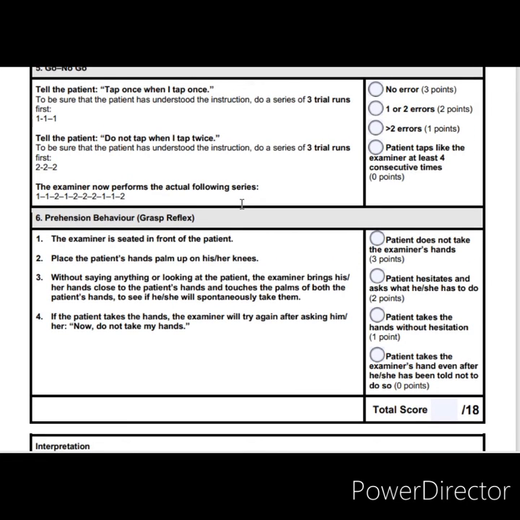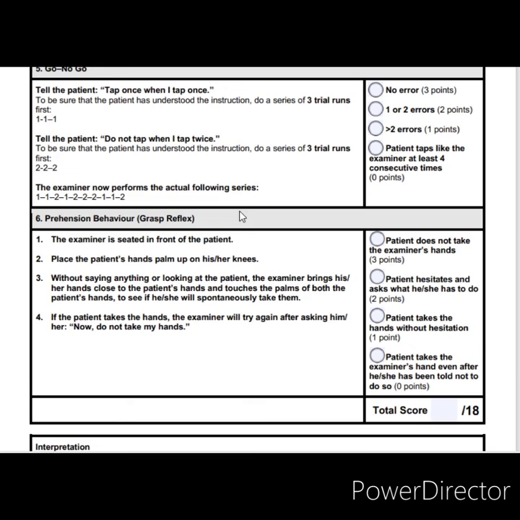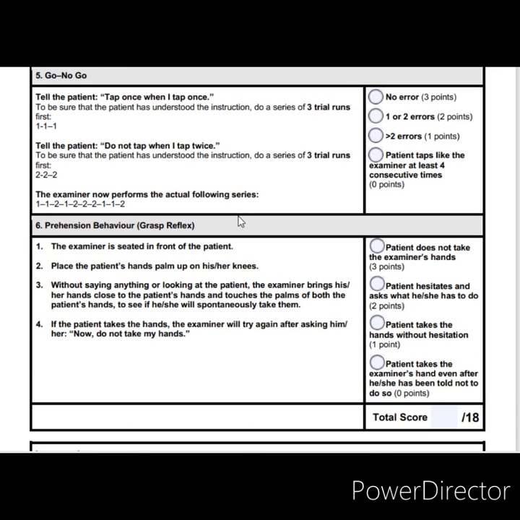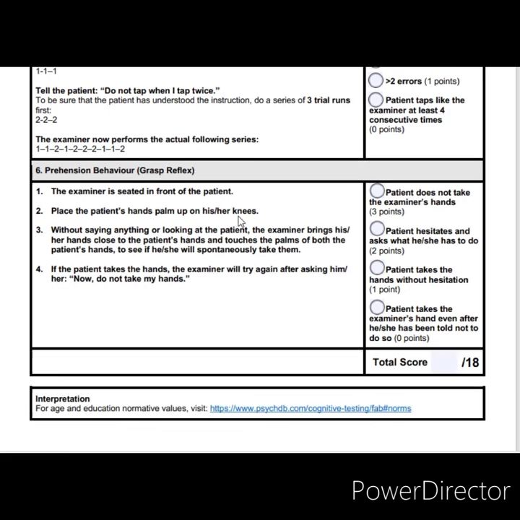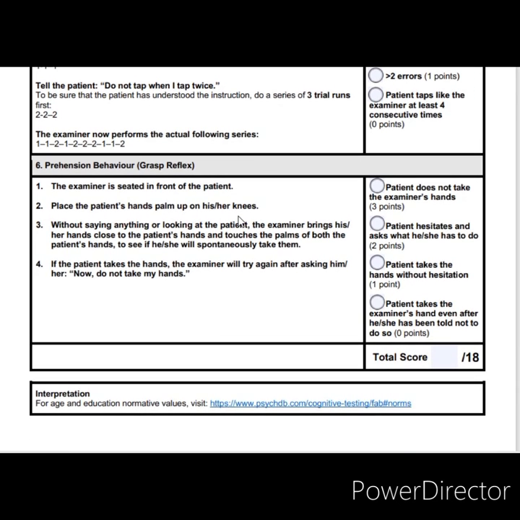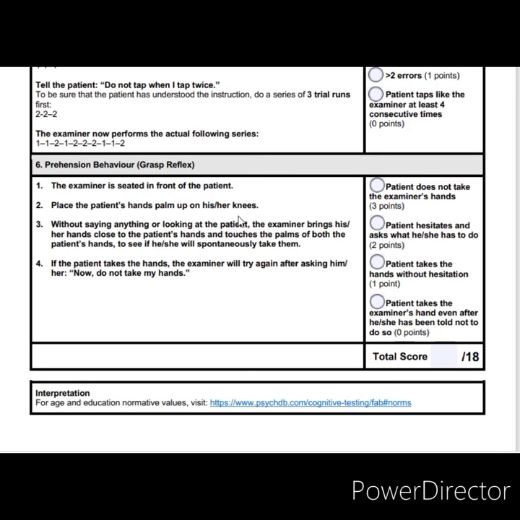Then prehension behavior, it is also called grasp reflex. The examiner is seated in front of the patient. Now place the patient's hands palm up on his or her knees. Without saying anything or looking at the patient, the examiner brings his hand close to the patient and touches the palm to see if the patient spontaneously takes it. If the patient takes the hand, the examiner will try again after saying, now do not take my hands.